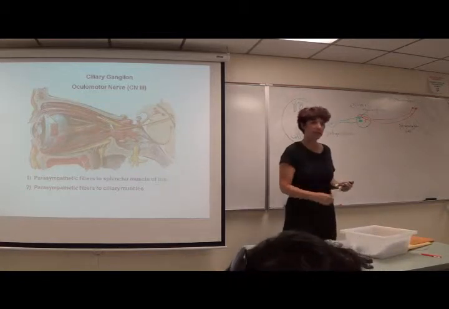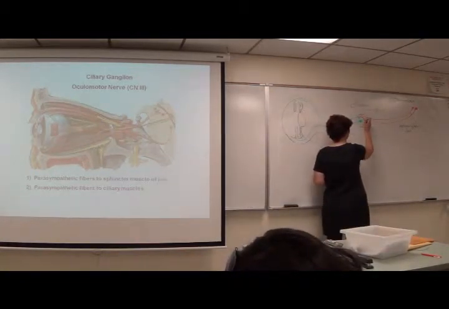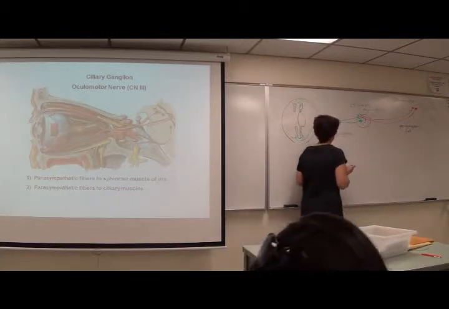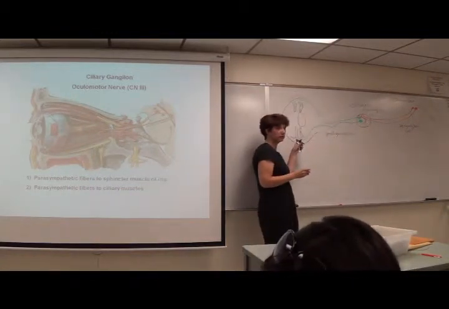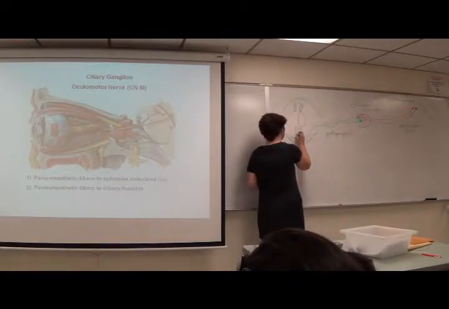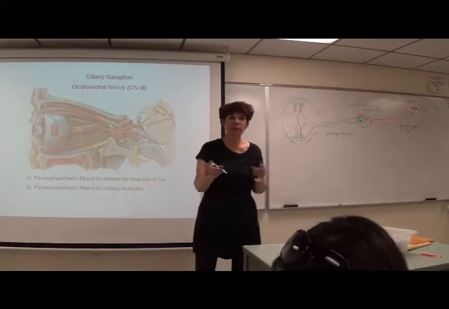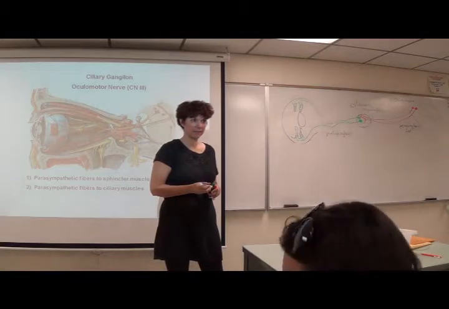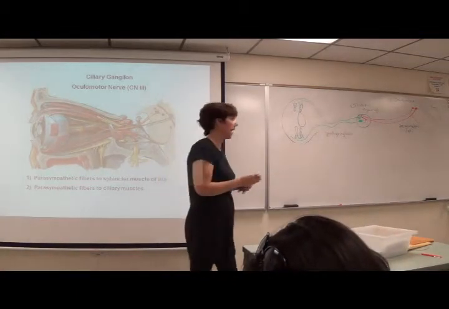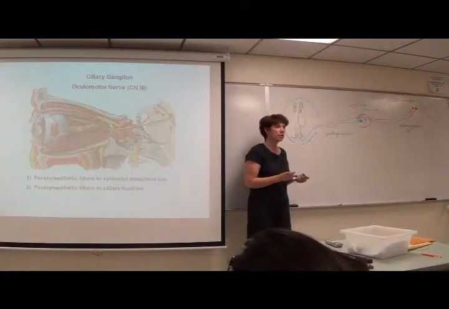The neurotransmitter is going to be acetylcholine here, and binding to the muscle, the iris muscle and the ciliary muscle, is also going to be acetylcholine. Acetylcholine is a neurotransmitter for both, released by both neurons. Because of that, parasympathetic system is also known as the cholinergic system, because of the acetylcholine.